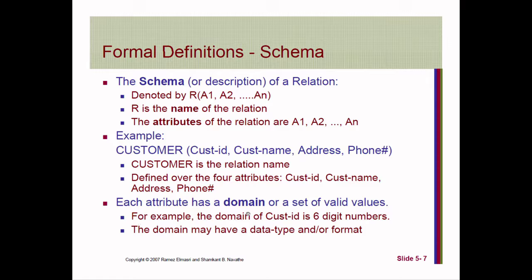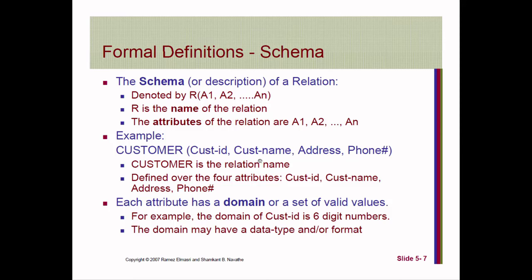Each attribute has a domain. Domain is basically the set of valid values that the attribute can take. So the domain of customer ID, let's say, is a 6-digit number. So any 6-digit number is a value that can be taken by customer ID.